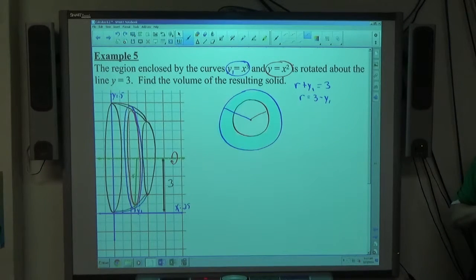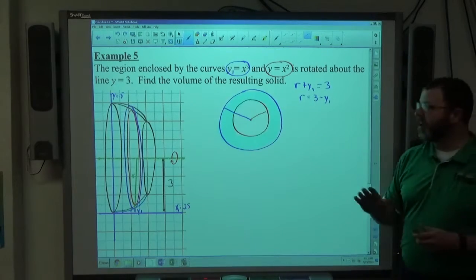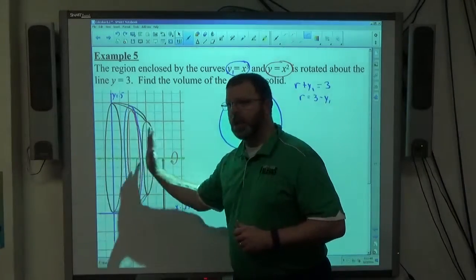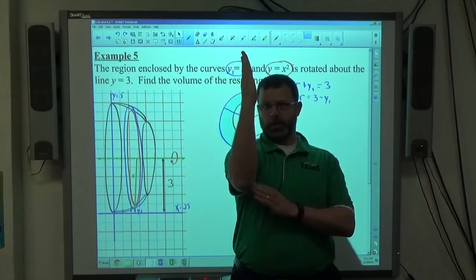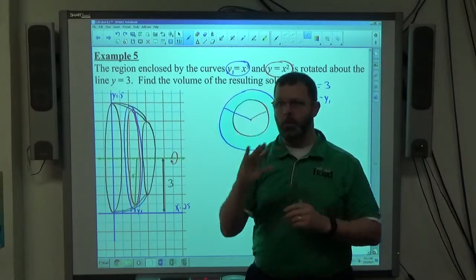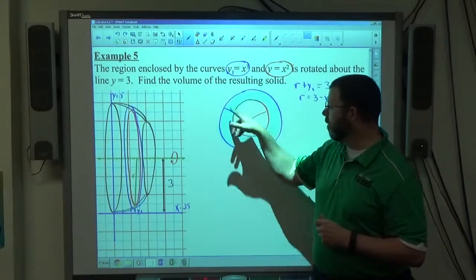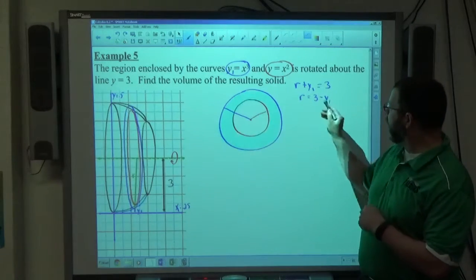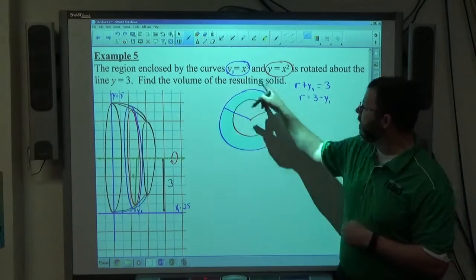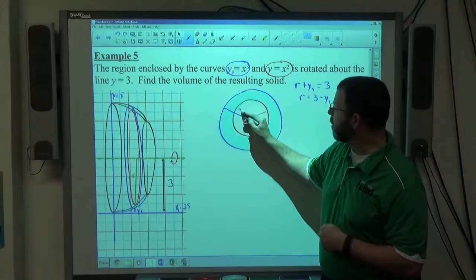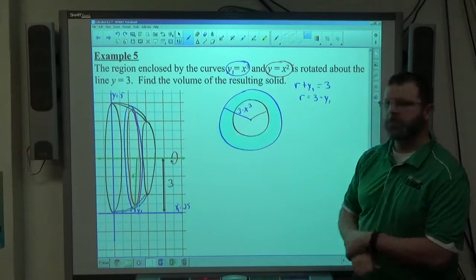As we've already learned in the first 4 examples in this section, if the circles are vertically positioned but they're moving left and right, I want a dx integral. So I want my radius in terms of x. I know the radius is 3 minus y sub 1. Y sub 1 is x cubed, so the blue radius is going to be 3 minus x cubed.